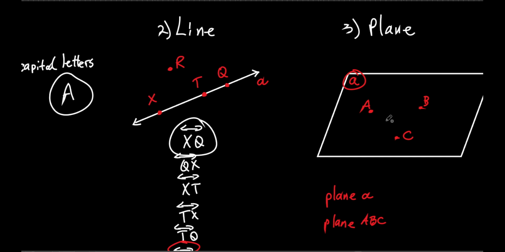But you use 3. Don't use 4. What if they have a point right there and it's D? Am I going to call it ABCD? No. Pick any 3 points. Pick 3 of those points. And again, it does not matter which 3 you pick. And then that's what you would name it. You would name it that plane.